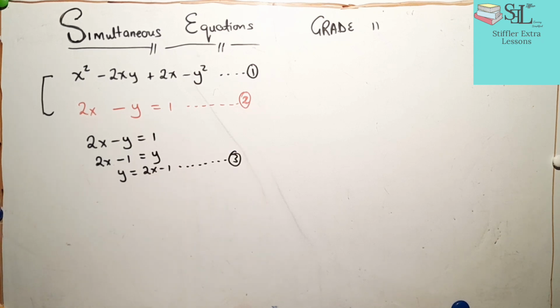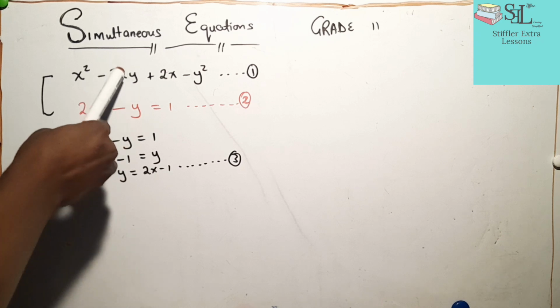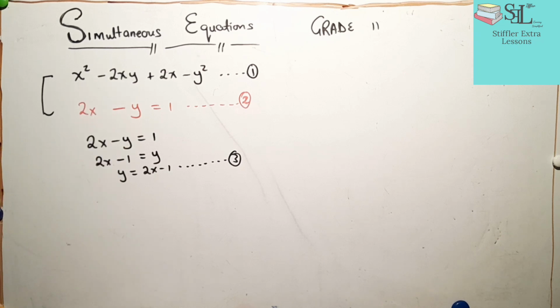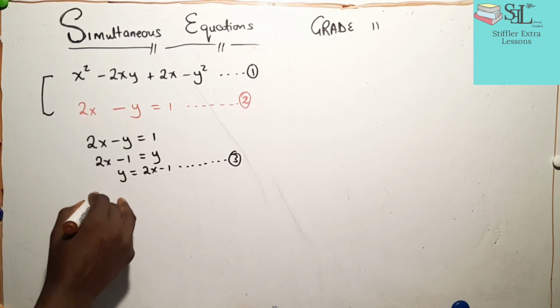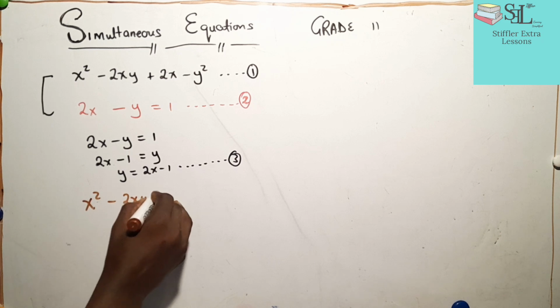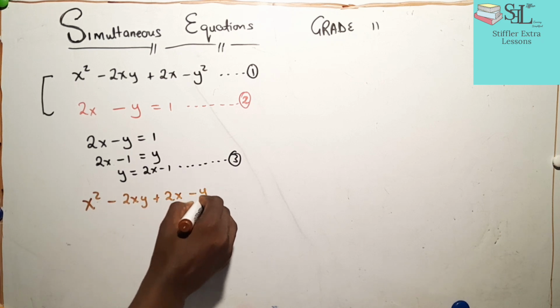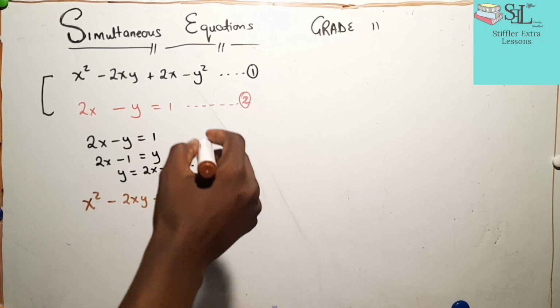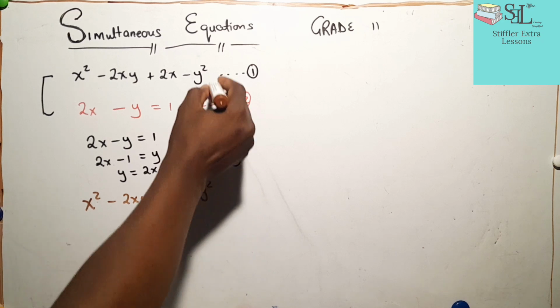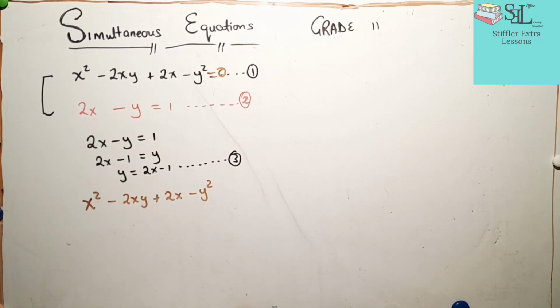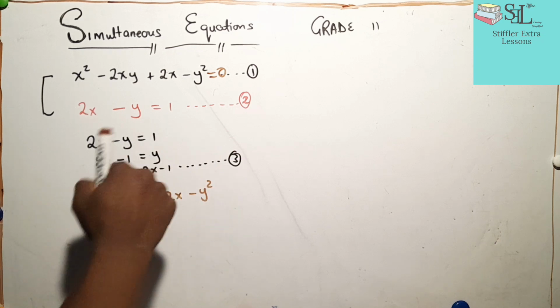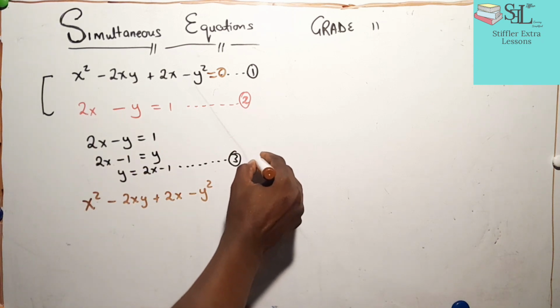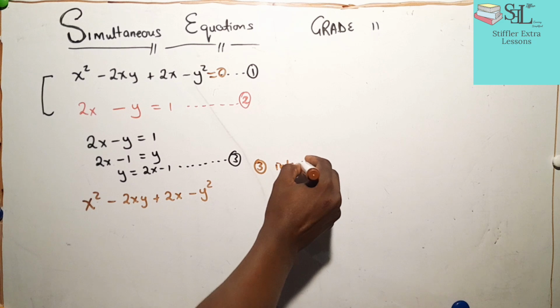So it means that this equation, we are going to use it to substitute in that other equation that is complex. So let's write it down first. So x squared minus 2xy plus 2x minus y squared. This one is saying is equal to 0, right? Yes, it's equal to 0, like that. So now let's substitute equation 3 into equation 1.